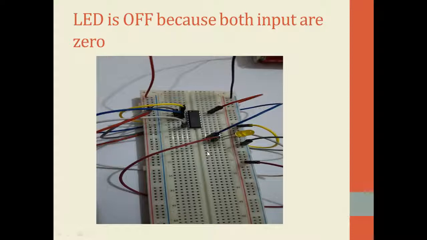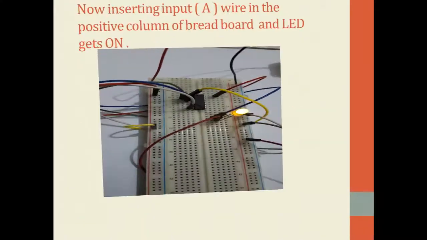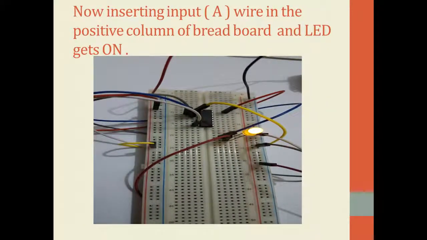And this is the first condition, and the first condition of the truth table is verified through this: when both of the inputs are zero, or connected with the negative side of the breadboard or battery source, the LED won't light up. And this is the proof of the first condition of the truth table of the OR gate.